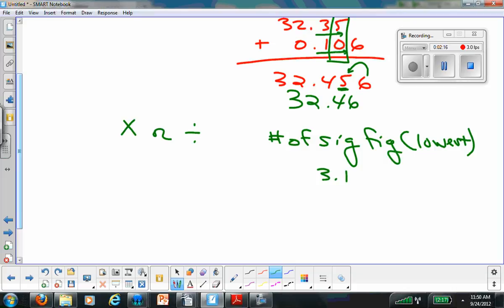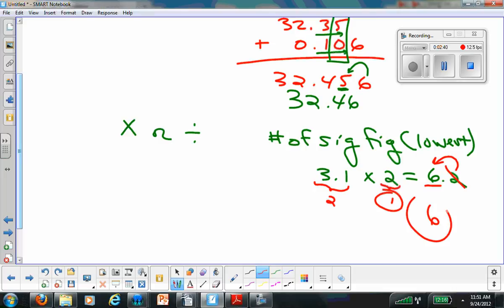So my example would be 3.1 times 2. Calculator will tell us it's 6.2. But the correct answer in significant figures, this shows 2 significant figures. This only shows 1. I have to go with the lowest number. I can only show 1. Here's my 1. It's the 6. Will the 2 round it up? No. So it is just 6. That's my answer according to the problem I gave you.